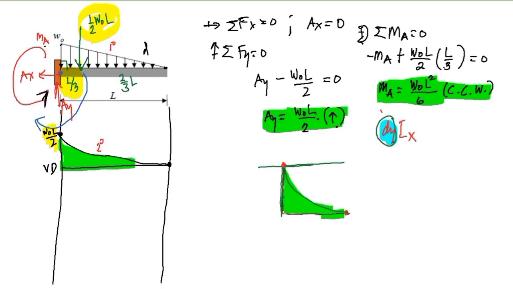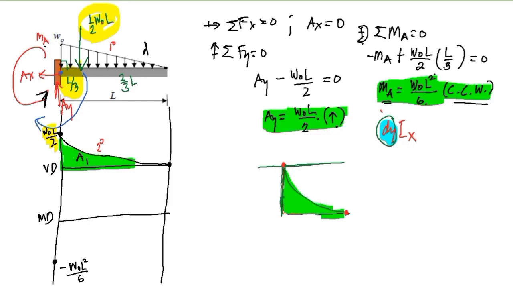So, pupunta tayo sa moment diagram natin. For the moment diagram here, makikita natin that we have the W sub O L squared over 6 counterclockwise for the moment at A. So bababa tayo ng ganyang magnitude. So we have here negative W sub O L squared over 6. Ayan. Pagkatapos, kailangan kumpitin natin yung ating area sa shear diagram. Papangalanan ko siyang area 1.